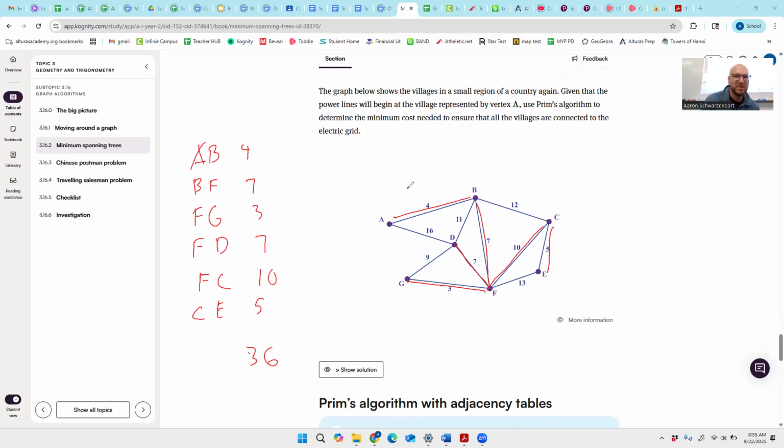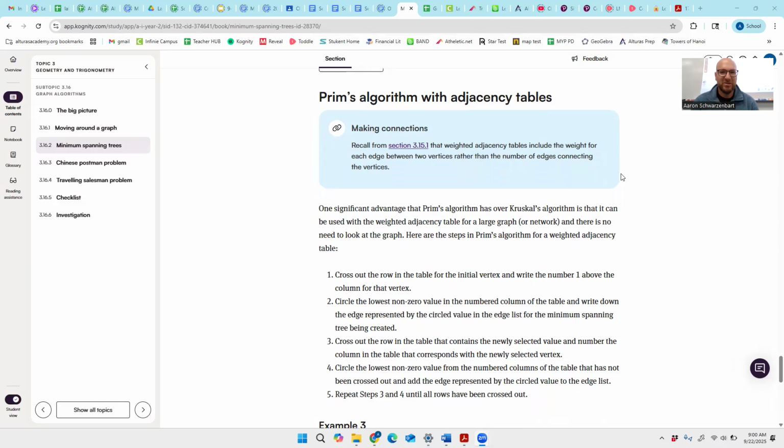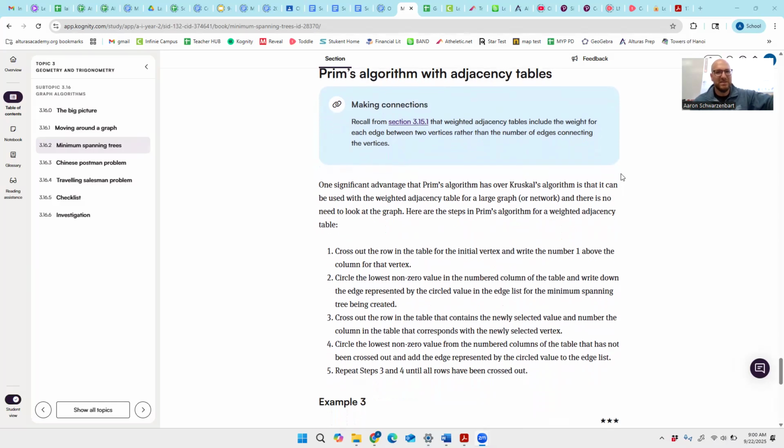Okay. I'm going to pause and answer Mr. Klein's question. Okay, Prim's algorithm for adjacency tables. Go ahead and write this down. I'm going to pause the recording.